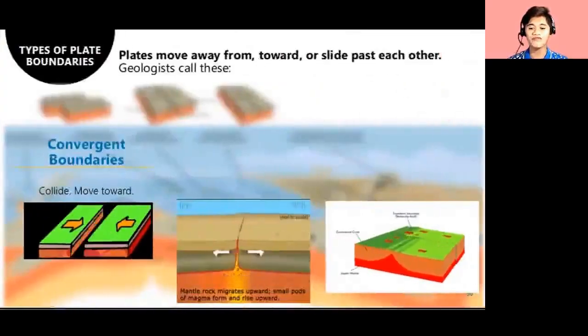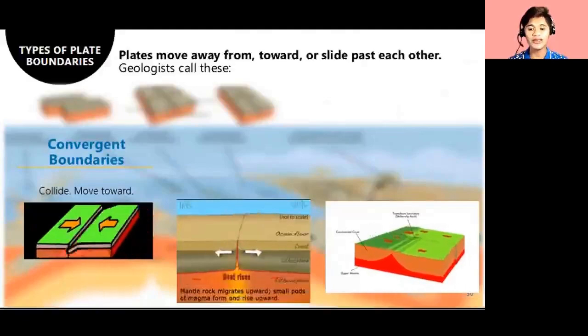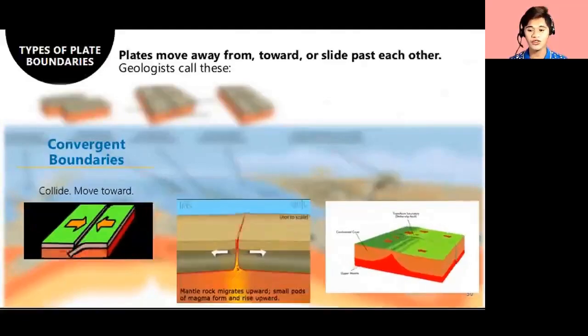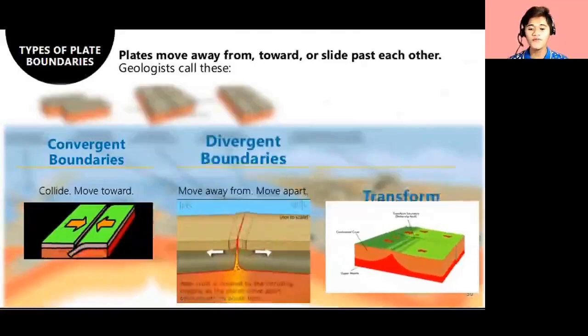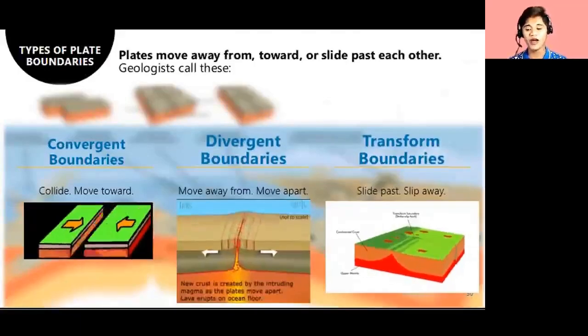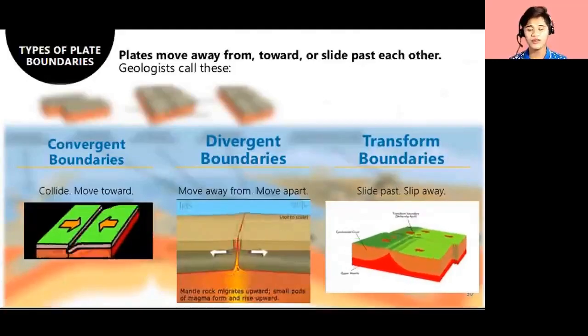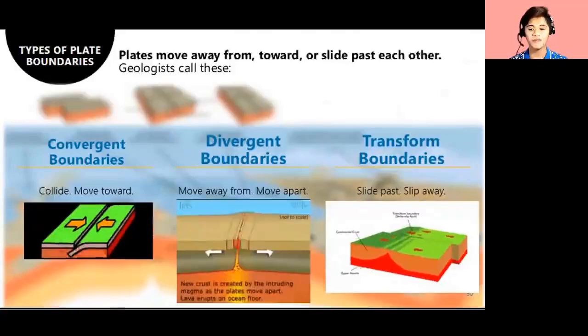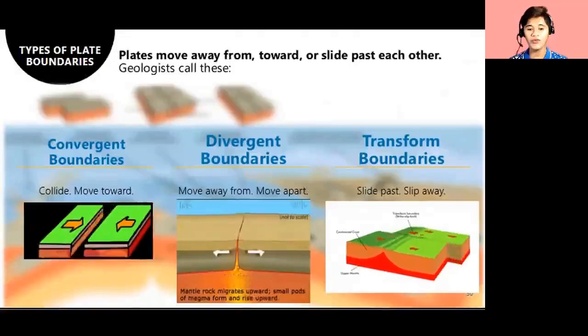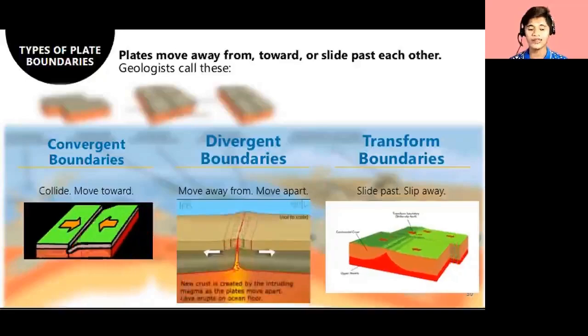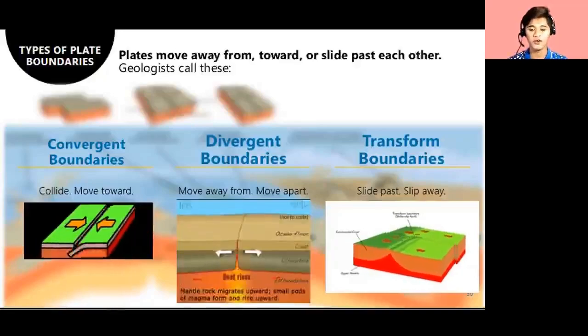Plate tectonics have plate boundaries. These plate boundaries move in different directions. They are classified into 3 types, which include convergent, divergent, and transform boundaries. You may notice terminologies written below each boundary. These terms are the key words in differentiating them from one another. Plates move away from, toward, or slide past each other. So we have the convergent, the divergent, and the transform.